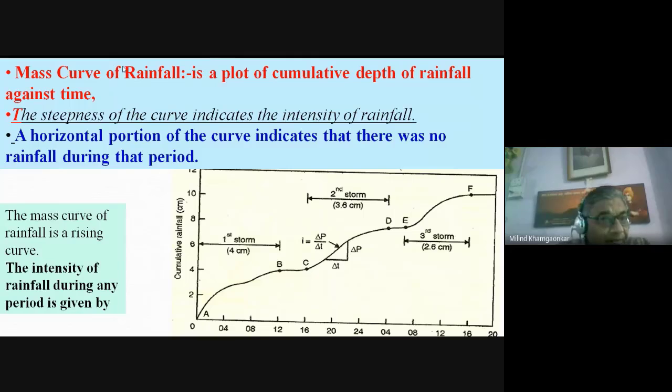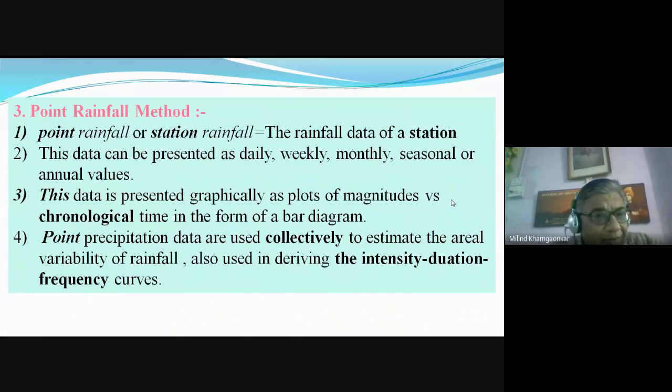Another very important one is the mass curve of rainfall. Again, it is the curve between the duration and cumulative rainfall. So this is very important. The third is the point rainfall method, that is, the rainfall from the individual rain gauge station maintained daily.